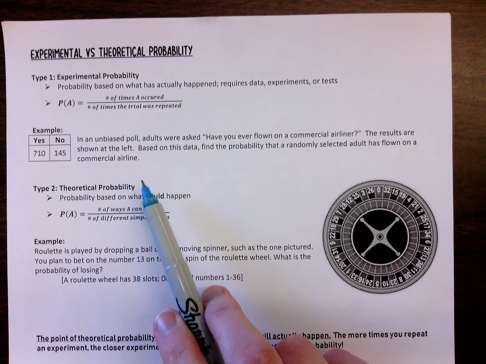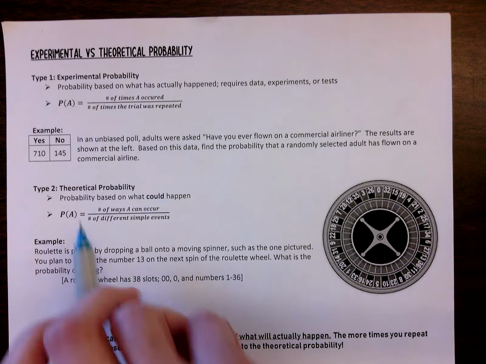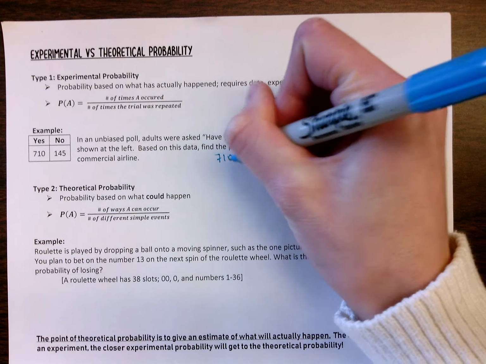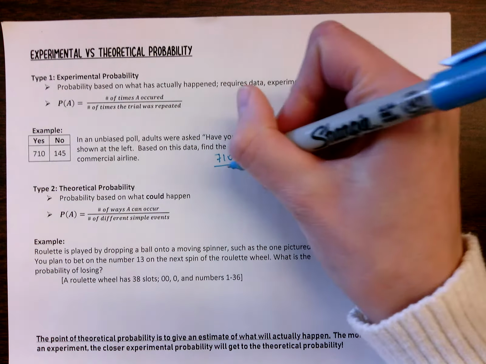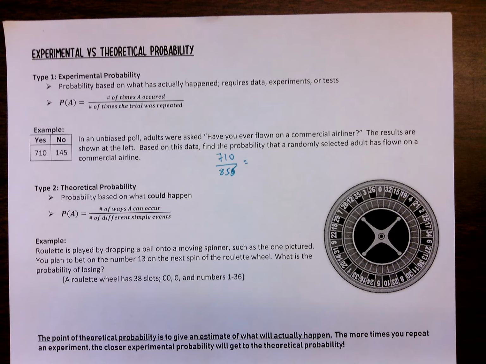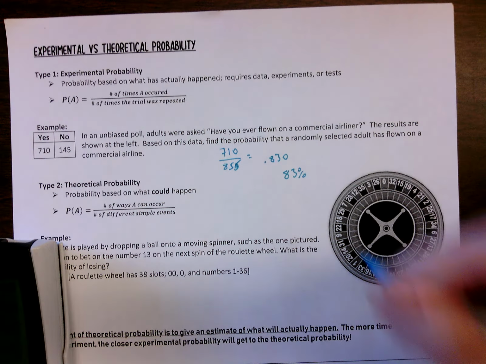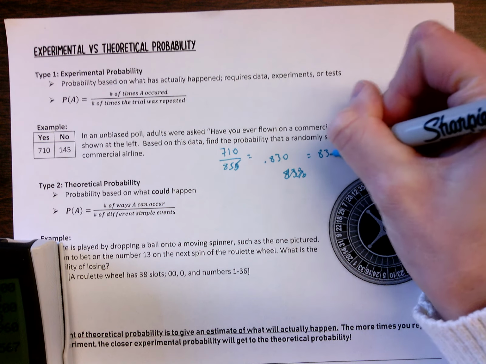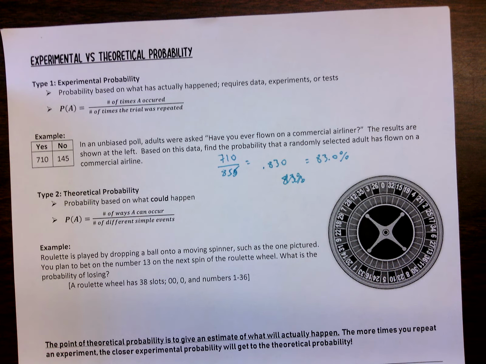So this problem right here, we've actually done this before earlier in your note packet. They asked a bunch of adults if they've flown in an airliner and got this data. So the probability that a randomly selected adult has flown on a commercial airline would be, well, 710 people said that they had flown on it, compared to a total of 855 people. So my experimental probability, 710 divided by 855, is 0.830 or 83.0%. You've got to keep the zero if you're rounding to a tenth. That is the idea of experimental probability.